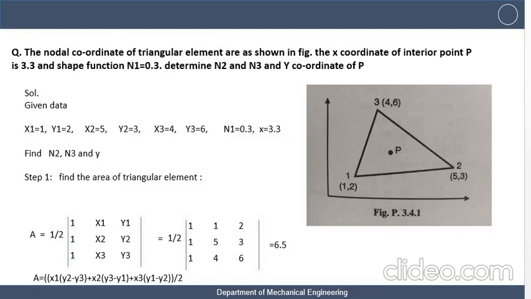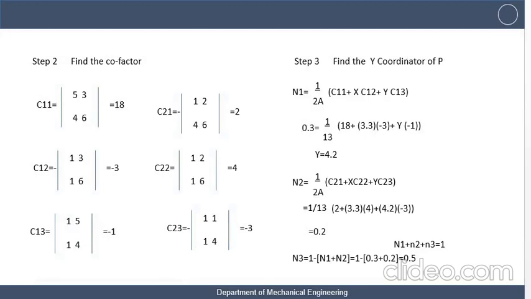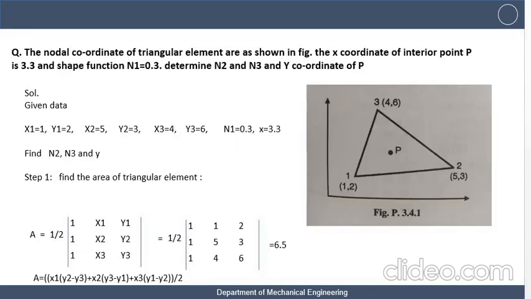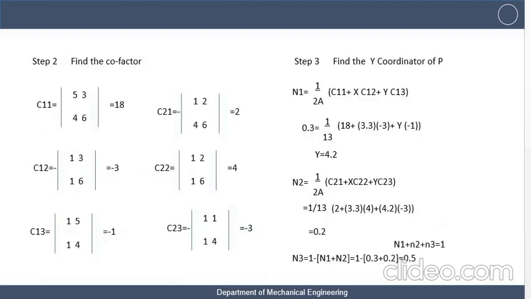Okay, so the second step is to find out the cofactors. Suppose you have to find the cofactor C11. C11 means you have to eliminate the first row and first column from the area matrix. So we will get 5, 3 and 4, 6.